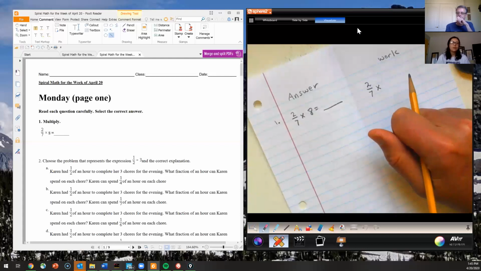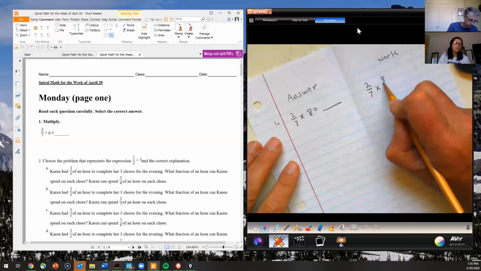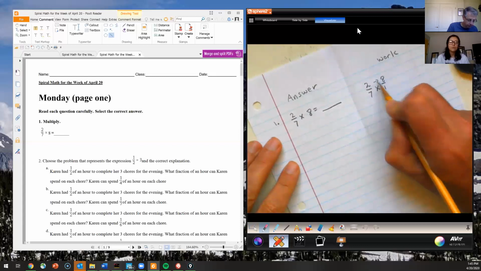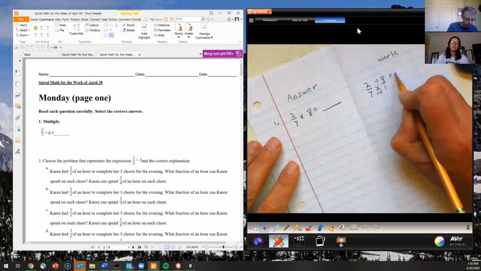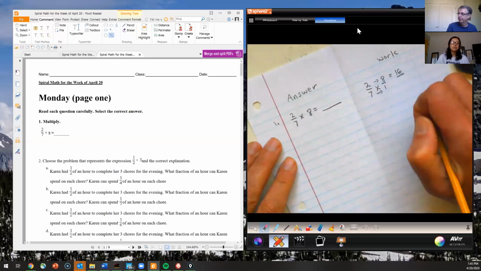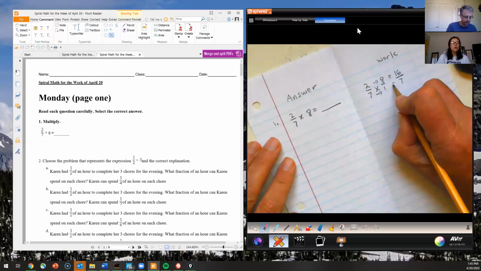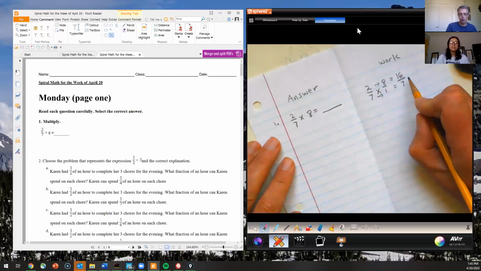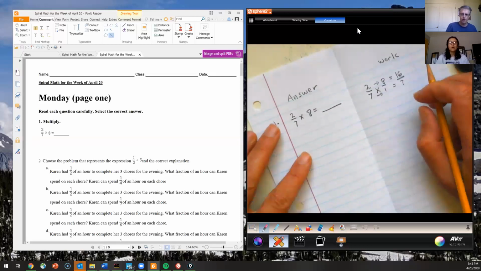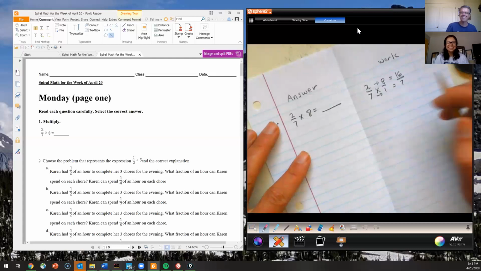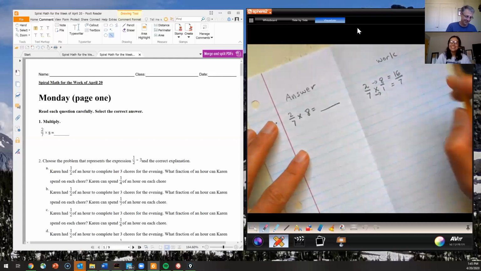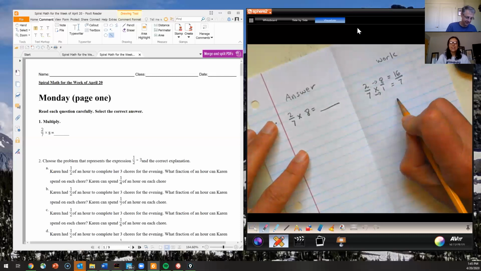Once you do that, you are going to be multiplying across. So you're going to have your 2/7 times 8 over 1, and 2 times 8 gives you 16, and 7 times 1 gives you 7. But boys and girls, don't stop there because this is not in simplest form. You want to go ahead and divide it out. So you're going to do 16 divided by 7.